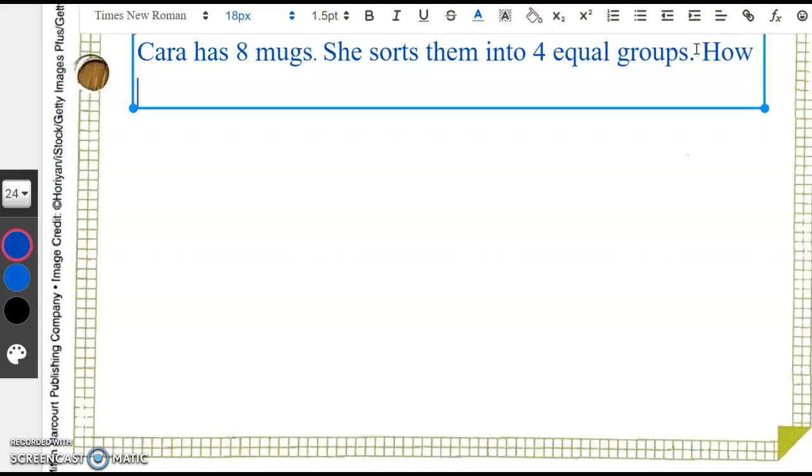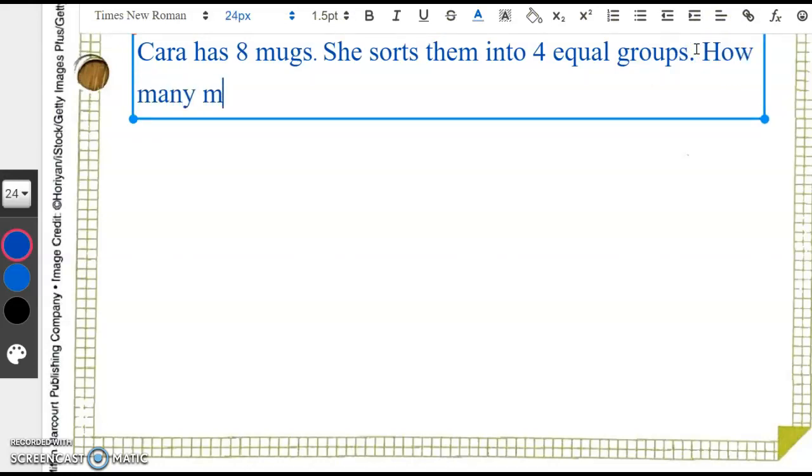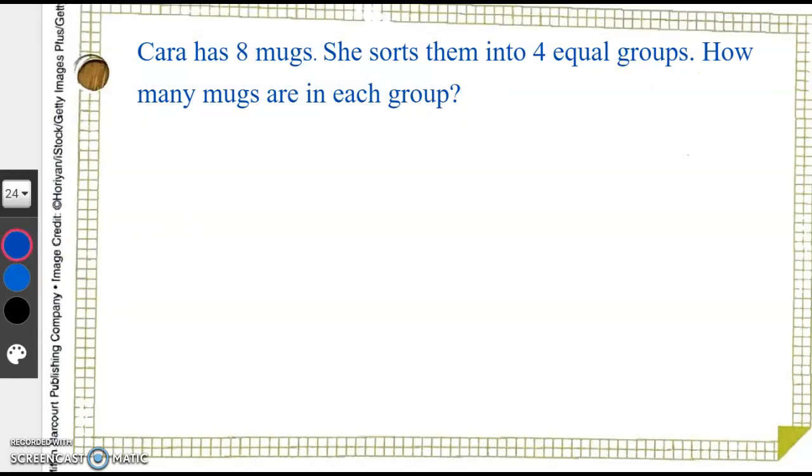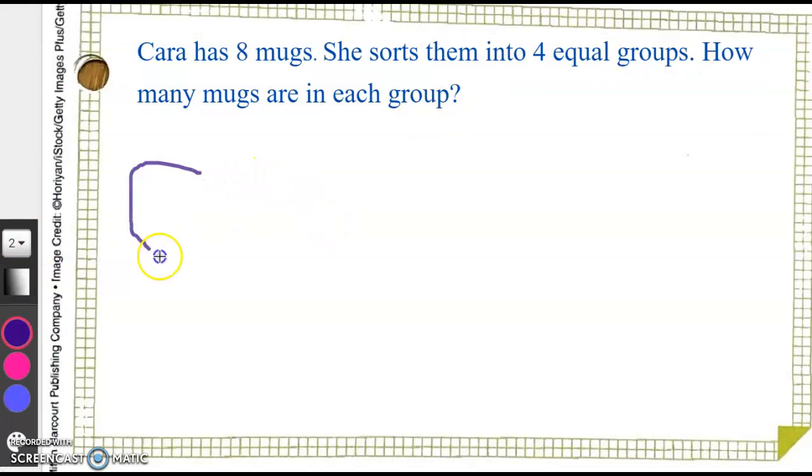How many mugs are in each group? That would be your question. That's a word problem. Kara has 8 mugs. She sorts them into 4 equal groups. How many mugs are in each group? Then you could draw a picture. We're sorting them into 4 groups, right?